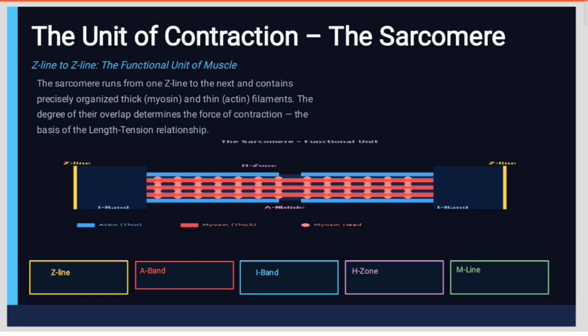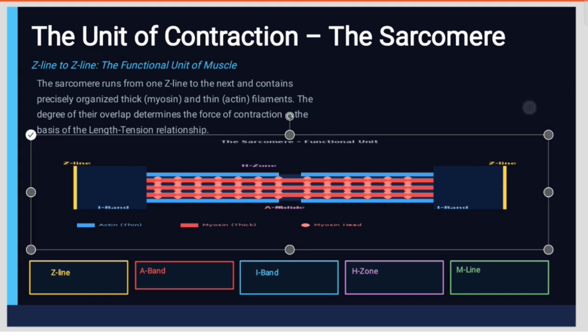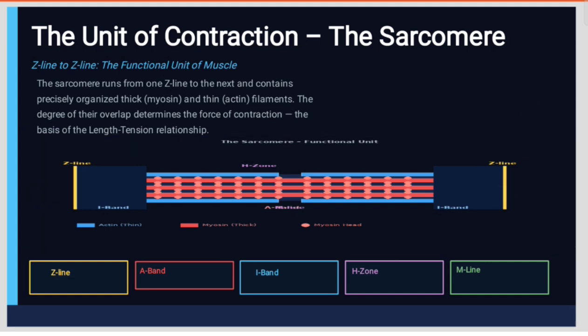Let me walk you through the structure systematically. The Z line, you can find it here at the very far of both ends. This one and this one, also called the Z disc, marks the boundary of each sarcomere. The letter Z comes from the German word Zwischenscheibe, where Scheibe means disc. The Z line anchors the thin actin filament.